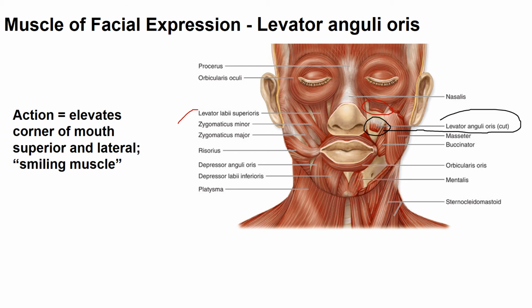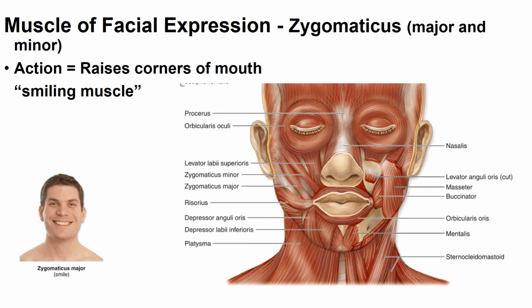The zygomaticus major and minor are going to be a set of muscles that will be close to the zygomatic bone. And so these will be a set of superficial muscles as well that will help to raise the corners of the mouth. So this is another muscle that's responsible for smiling, and it does work with the levator anguli oris in making that smiling motion.